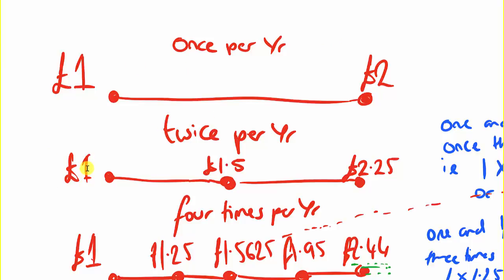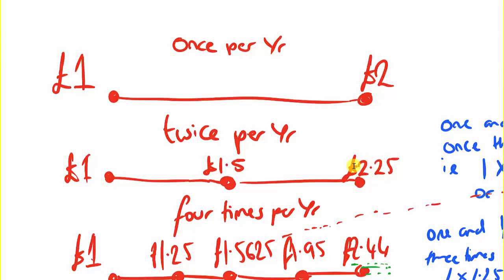You put £1 in, you get your 50% added on at 6 months, halfway through the year. So now you have £1.50. And then you're going to take another 50% of £1.50 and add that on. And 50% of £1.50 is half of £1.50, 75p. You add that on, you get £2.25. So you are onto a winner, really.